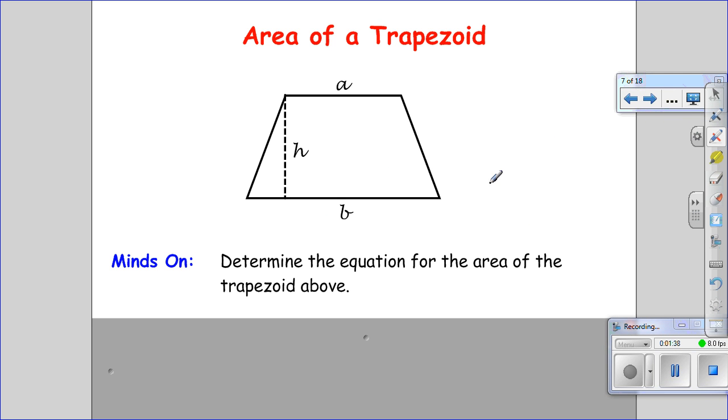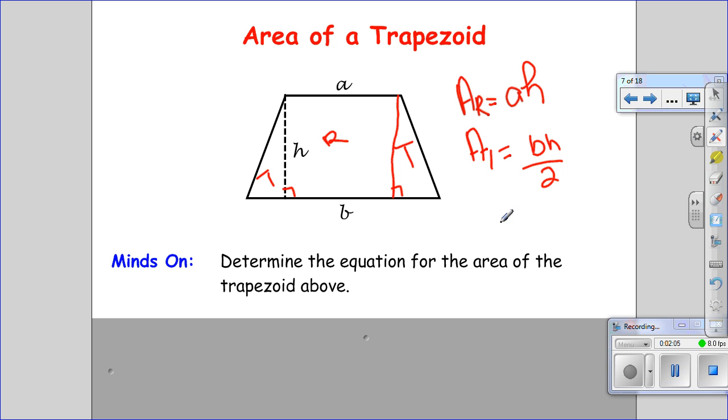Area of a trapezoid is a little more complicated to get the complete formula. But we can do part of it very easily just based on what we know. Area of a trapezoid, I've got a rectangle here, and I've got two triangles that are exactly the same. If I look at the area of the rectangle, it's pretty straightforward. It's A times H. The area of the triangle is base times height over 2.